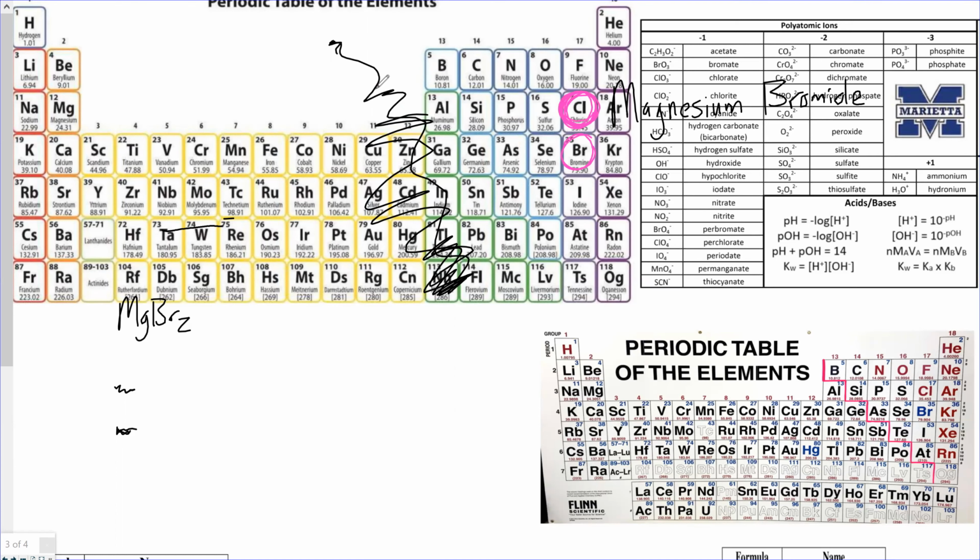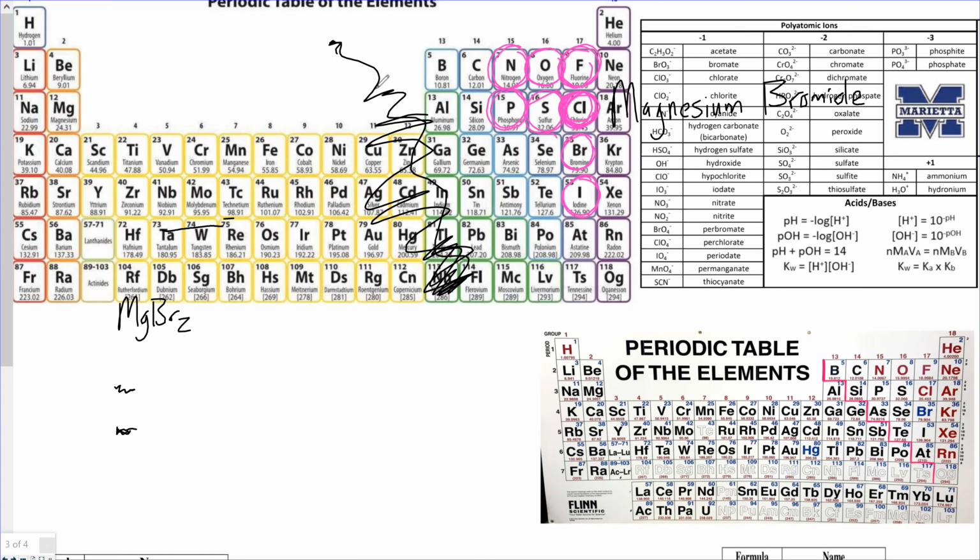Not chlorine, but chloride. Not fluorine, but fluoride. Iodide. Okay. The tricky ones were like this one, not oxygen, but oxide. Oxide, nitride, phosphide, sulfide.